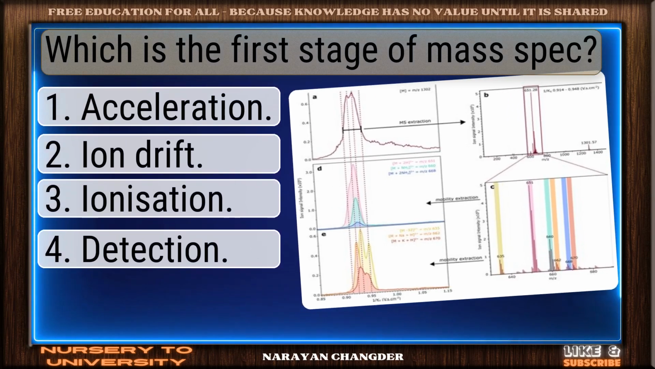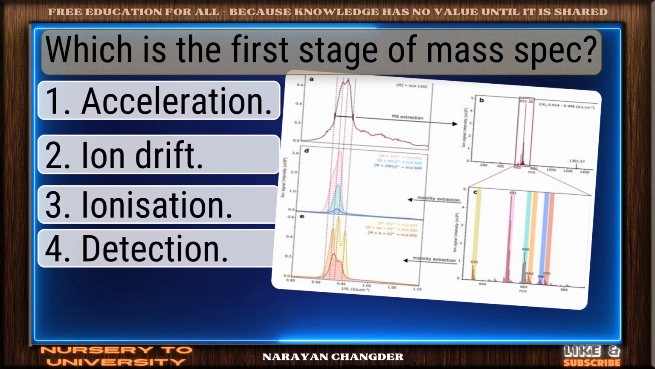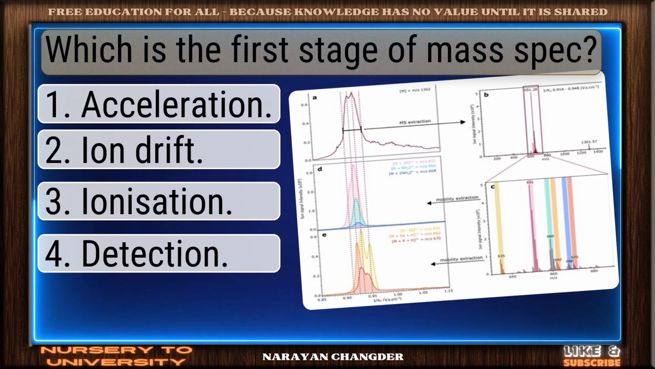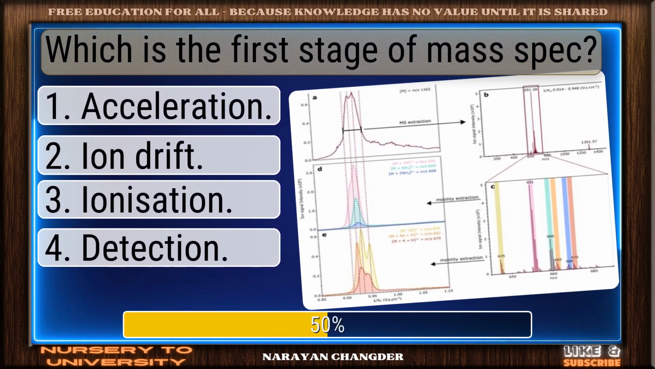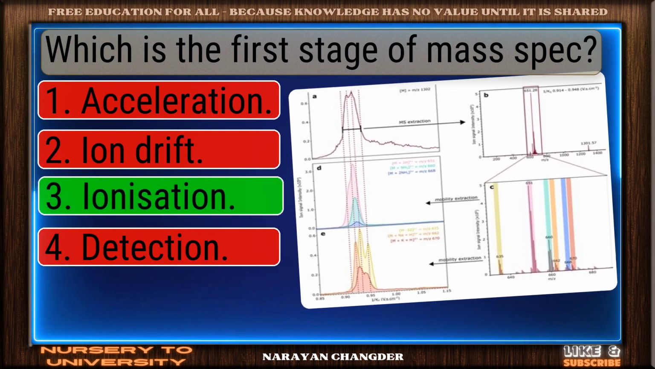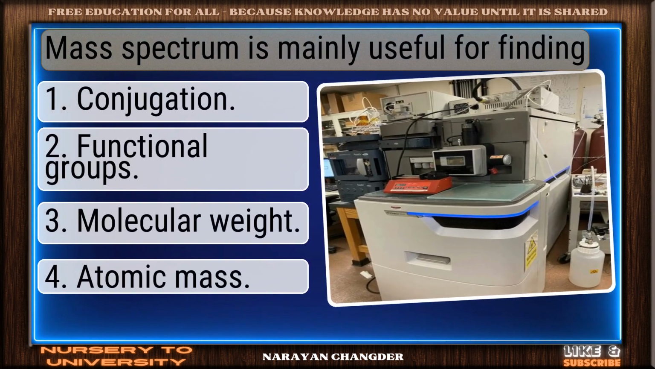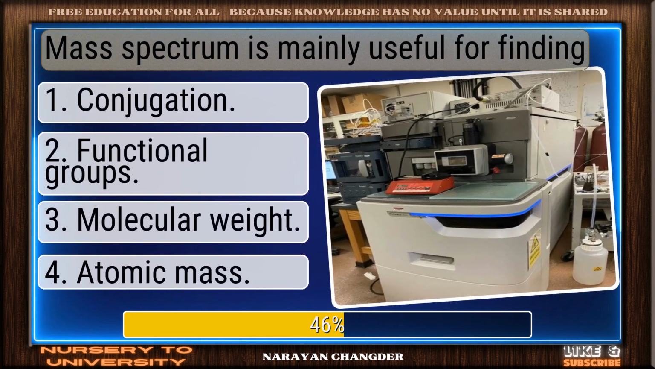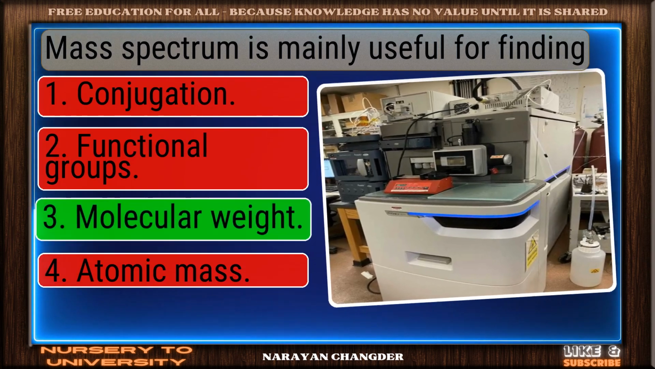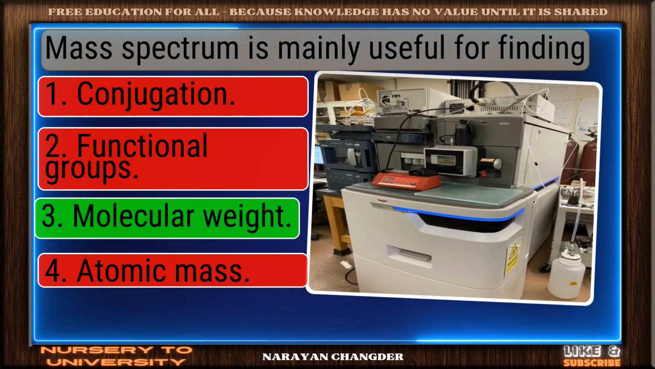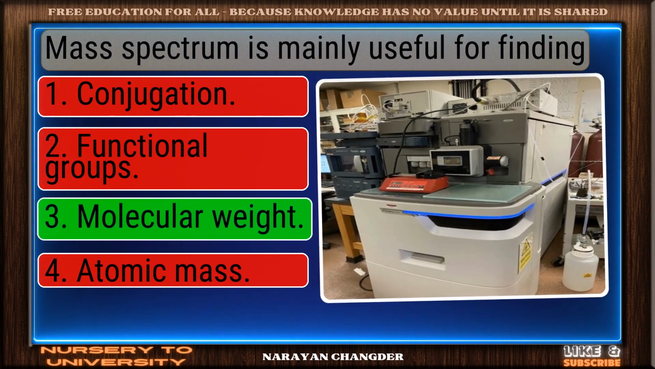Can you solve all these mass spectrometry questions? Which is the first stage of mass spec? Smart pick. Ionization is the correct choice. Mass spectrum is mainly useful for finding. On track. Molecular weight is the correct answer.